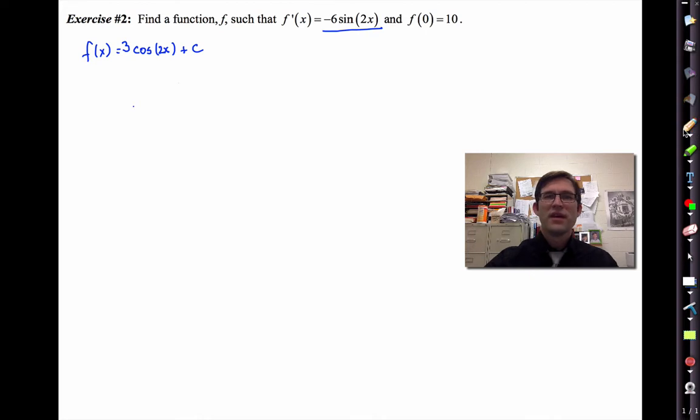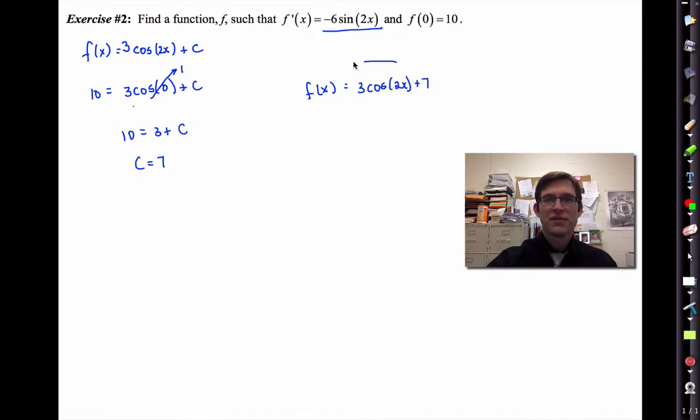Great, I'm going to get rid of this, just to give myself a little space to write. Now, of course, I can solve. I'll put 10 in for f of x. I'll put 0 in for x. Now, be careful here. Cosine of 0 is equal to 1. So I get 10 equals 3 plus c. c is 7. So my final answer, f of x, equals 3 times the cosine of 2x plus 7.